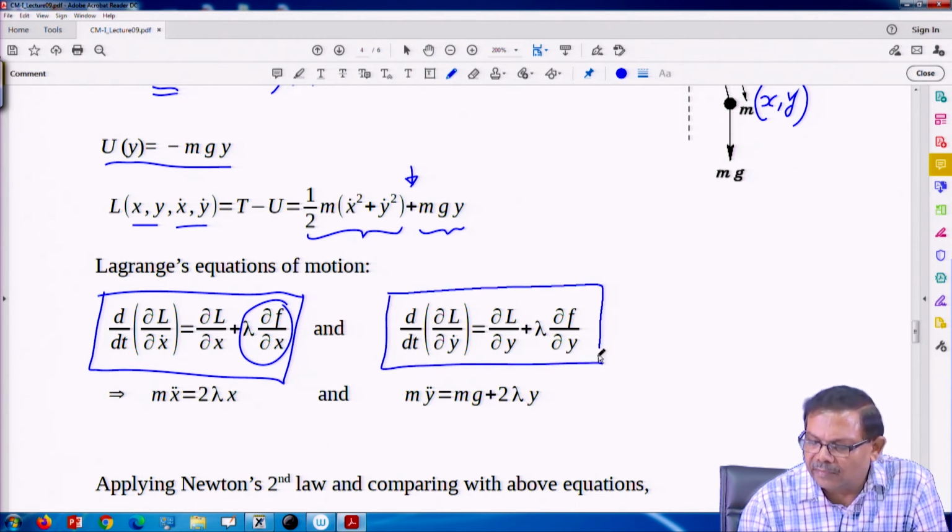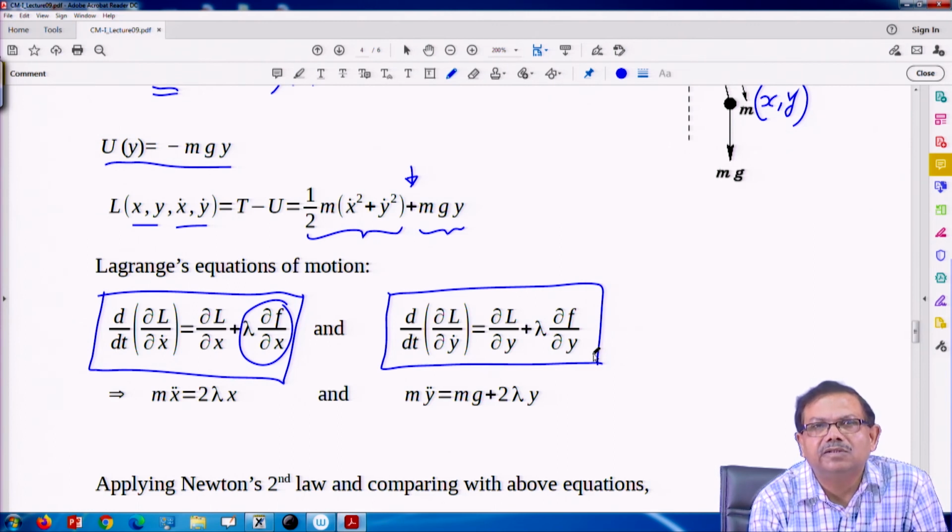Similarly, for the y direction there is another Lagrange's equation of motion, and here again there is a term which is due to the constraint. So, the first term is the total force acting, that is d/dt of p, the rate of change of momentum, and this is the force which is derivable from the potential energy. And this is the force due to the constraint, which is not derivable from the potential energy. So, we have to write it separately.